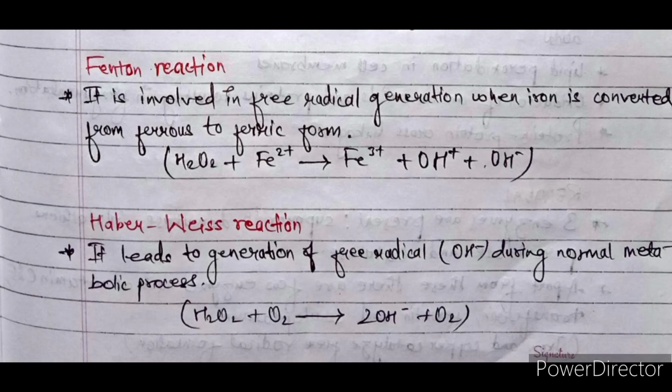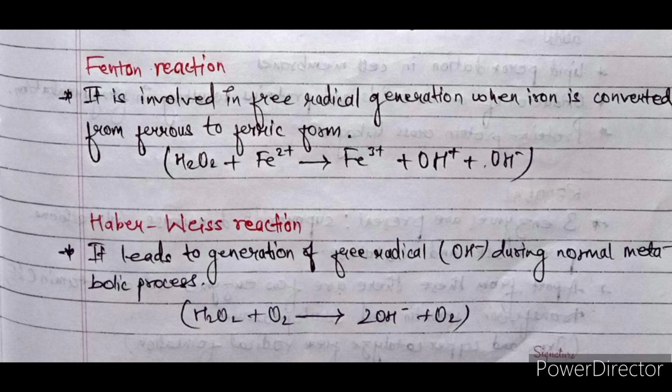So as we have already discussed about the Fenton and Haber-Weiss reaction, when the conversion of hydrogen peroxide takes place in the presence of iron, then hydroxyl ion is formed. So this is the reaction of Fenton, and when the reaction takes place in presence of oxygen from hydrogen peroxide to hydroxyl ion, then this is known as Haber-Weiss reaction. So the Fenton reaction is involved in free radical generation when iron is converted from ferrous to ferric form.